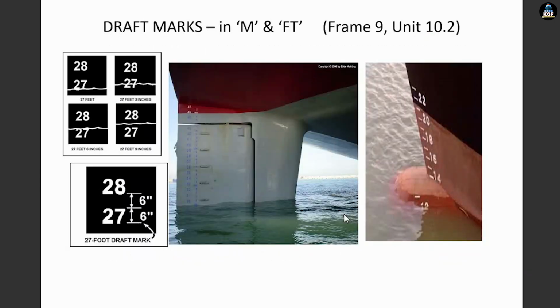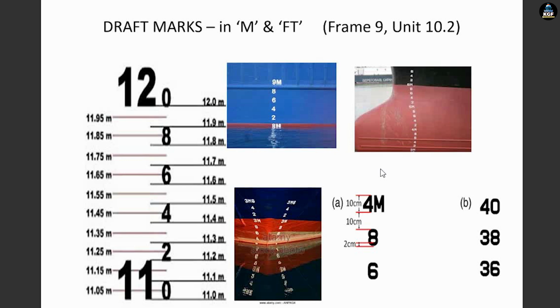So there are the draft marks in meters and feet. On the left side in the black box you can see feet, and on the right side you can see meters and feet also. Draft marks in meters and feet. So this is how you have to read the draft marks.